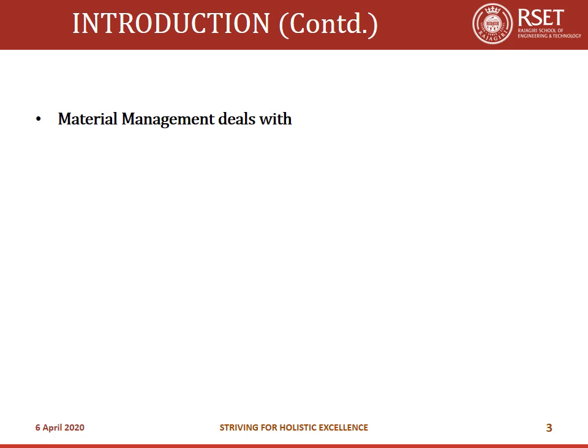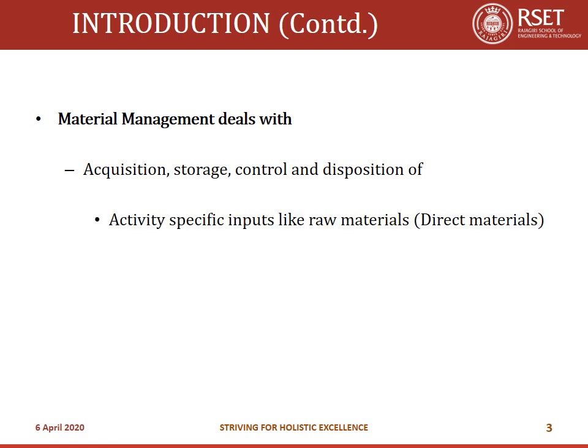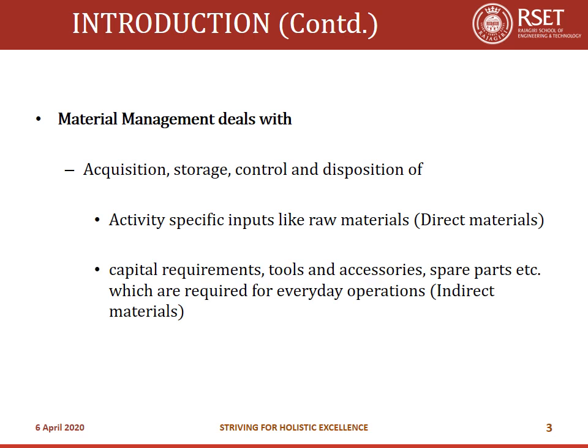So what does material management deal with? Material management deals with the acquisition, storage, control and disposition of two types of materials, direct materials and indirect materials. Direct materials are materials that are directly connected to your activity, like specific inputs like raw materials. Indirect materials are materials that are required for everyday operations, not specifically for a particular activity, but they're required throughout the project. These materials include tools, spare parts, etc. So material management has to deal with the management of both these types of materials.